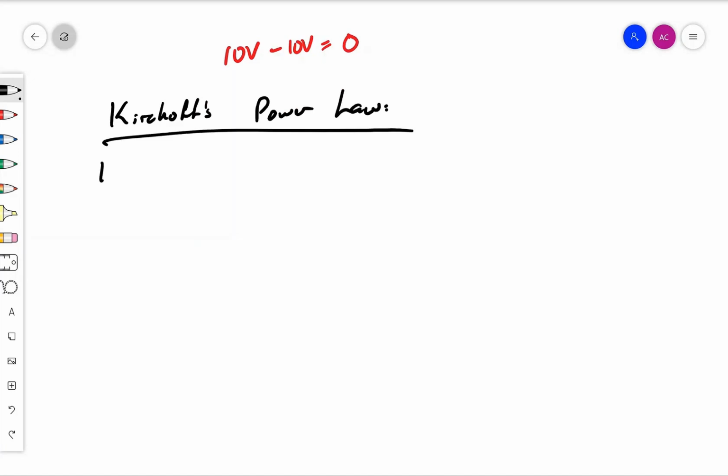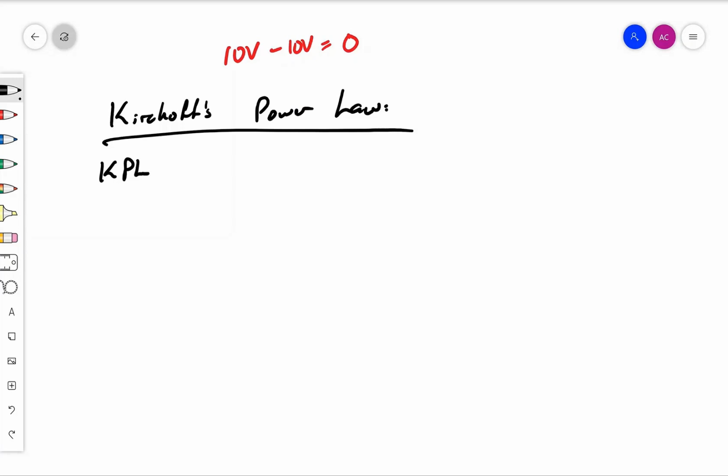Okay, and then we'll also call this KPL. Just like KVL, this has to do with the conservation of, well, it's a conservation of power, but it's very similar to the conservation of energy. So qualitatively, what Kirchoff's power law is saying is that if power is being dissipated by a resistor, something has to be supplying that same amount of power.